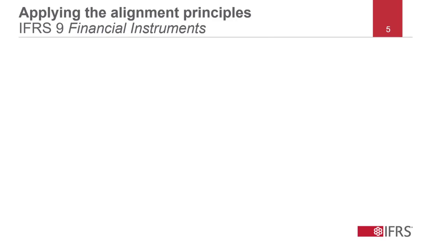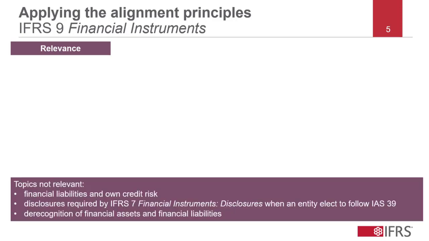Moving on to the next standard, in considering how the IFRS for SMEs Standard should be aligned with IFRS 9, the board assessed the IFRS 9 topics individually: classification and measurement of financial assets, financial liabilities and own credit risk, impairment, and hedge accounting. Applying the relevance principle, the board decided that some IFRS 9 topics are unlikely to be relevant to entities applying the IFRS for SMEs Standard and decided not to include them in the second comprehensive review. These topics include financial liabilities and own credit risk, and disclosures required by IFRS 7 Financial Instruments: Disclosures when an entity elects to follow IAS 39 instead of the financial instruments sections of the IFRS for SMEs Standard.